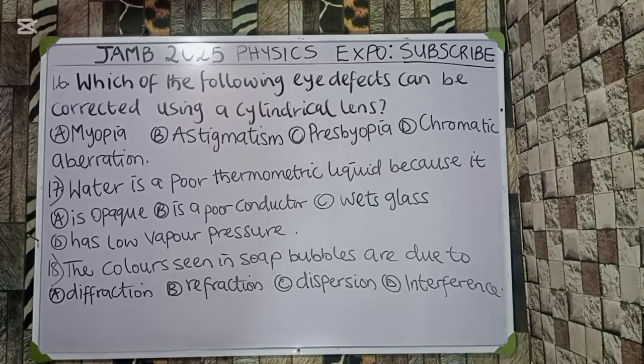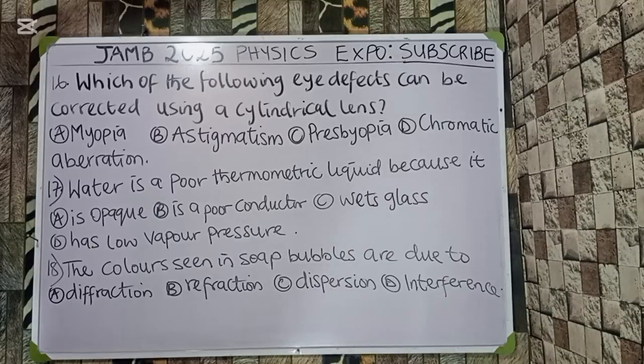Question 16. Which of the following eye defects can be corrected using a cylindrical lens? Option A, myopia. Option B, astigmatism. Option C, presbyopia. Option D, chromatic aberration. The correct option to this question is B, which is astigmatism. Question 17. Water is a poor thermometric liquid because option A, it is opaque. Option B, it is a poor conductor. Option C, it wets glass. Option D, it has a low vapor pressure. The correct option is option C, because water wets glass.